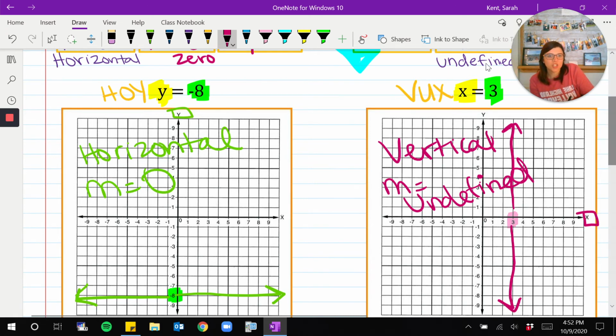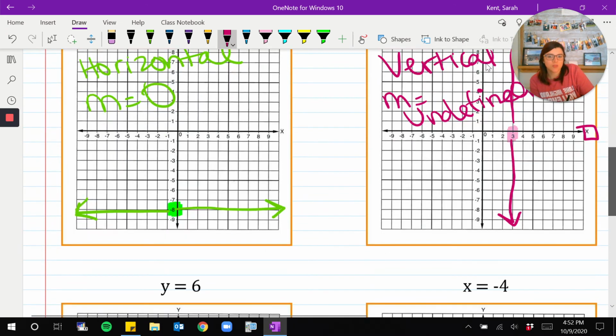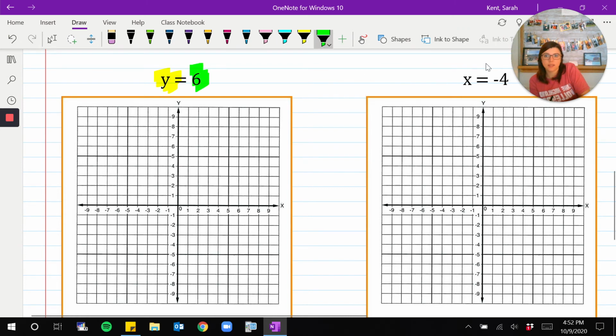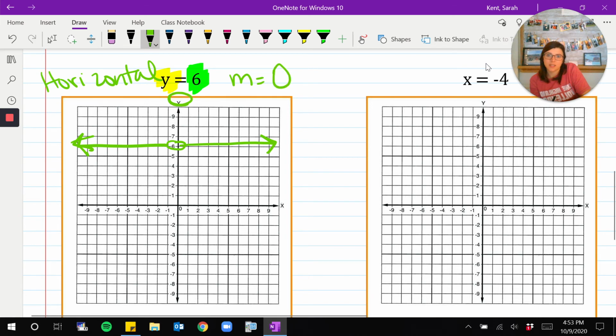And let's just look at 2 more examples. All right, so here I've got y equals 6. So since this says y, I'm going to look at the y-axis for +6. I'm going to look, oh, here's +6. So I'm going to draw my line going out from the +6. So this would be a horizontal line where the slope equals 0.